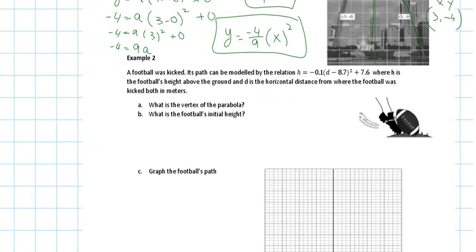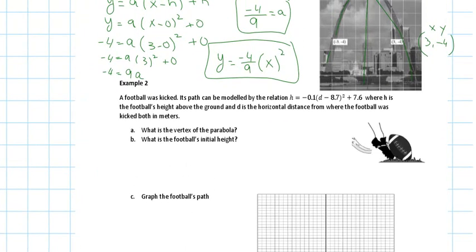A football was kicked. Its path can be modeled by the relation h equals negative 0.1 times (d minus 8.7) squared plus 7.6, where h is the football's height above the ground and d is the horizontal distance from where the football was kicked, both in meters. Okay? So h is the height, d is the distance from the kicker.